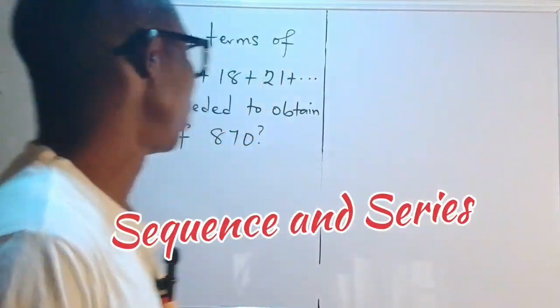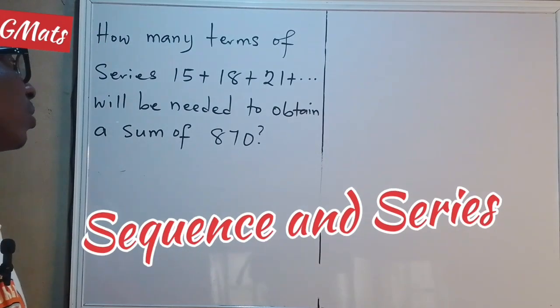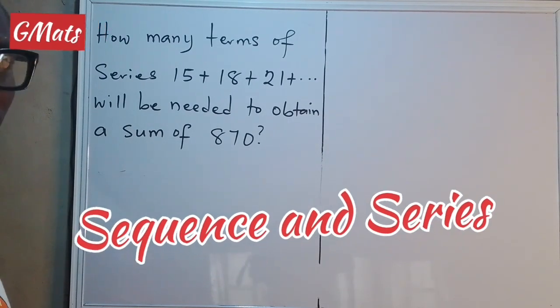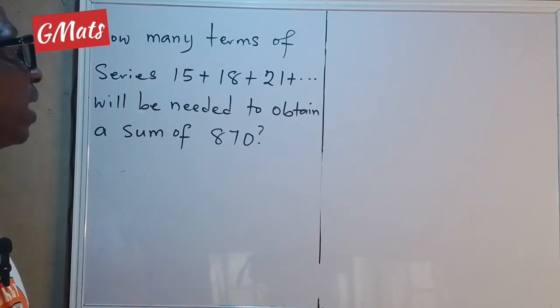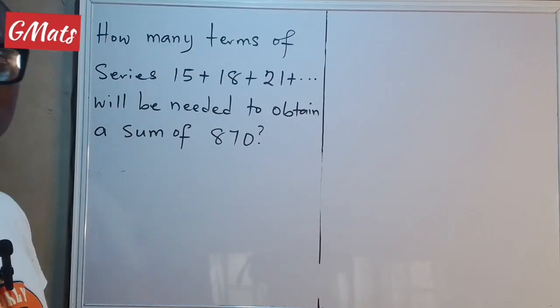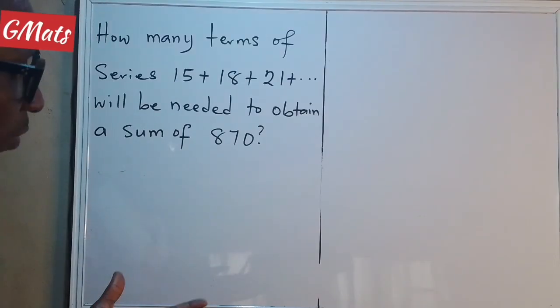Now let's quickly solve this problem. How many terms of the series 15 plus 18 plus 21 and so on will be added to obtain a sum of 870? So how do we solve this?